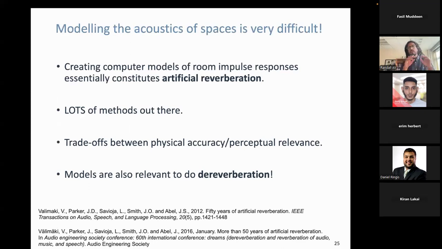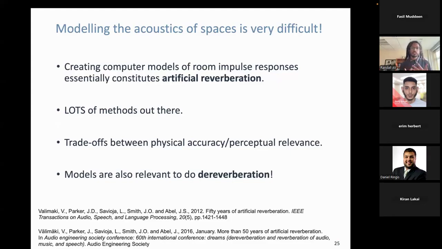And this is the basics of how people start to think about modeling the acoustics of spaces. Creating computer models from room impulse responses is one of the areas people are looking into, which is called artificial reverberation. It's really predicated on DSP concepts, and I'm going to show you a couple of examples of that. But there are tons of methods out there on how to do this. I wanted to give you a glimpse into this field and what people are thinking about out there.